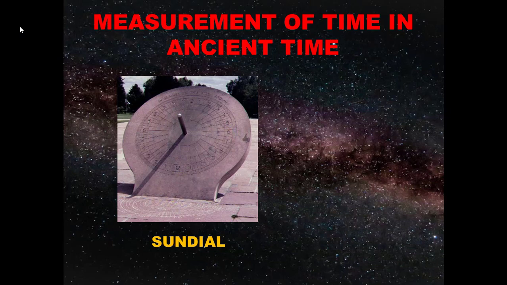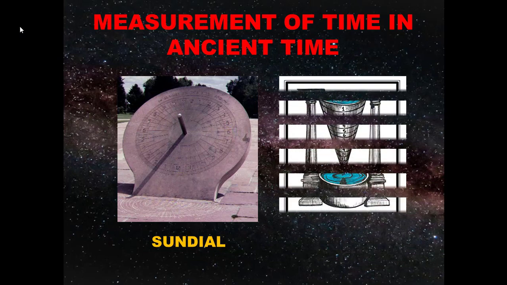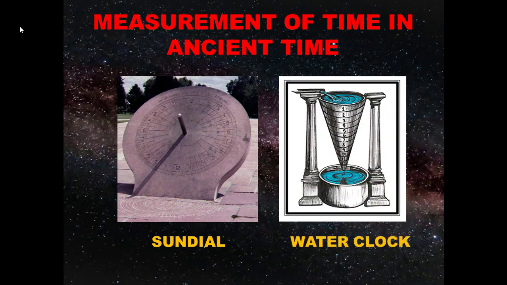Next is the water clock. A water clock is used to measure time by regulating the flow of liquid into or out of a vessel, where the amount is then measured. It is one of the oldest time measuring instruments, invented in ancient Egypt.